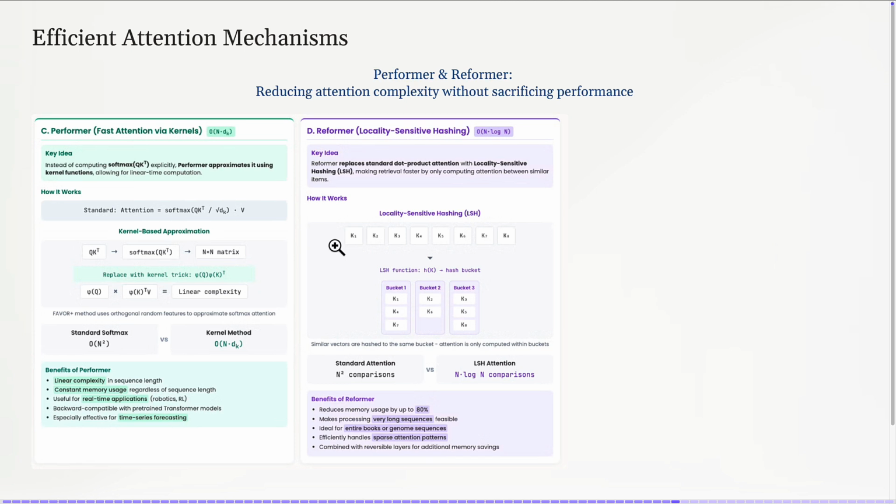Now you have seen different approaches on how to overcome the computation complexity and the memory complexity by making approximations, by skipping some of the connections. Of course, this might have an impact on accuracy, but with a large corpus of information there will be a convergence to a good state. The Reformer replaces the standard dot product attention with locality sensitive hashing, making retrieval faster. Hashing is another technique, like indexing, for faster retrieval by only computing attention between similar items.